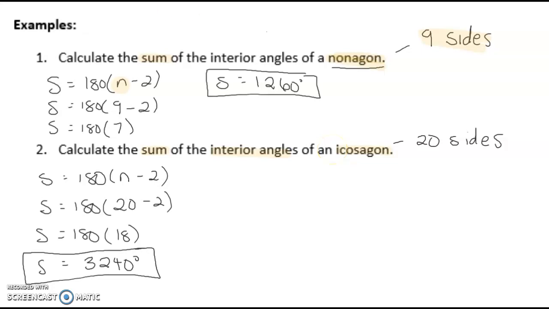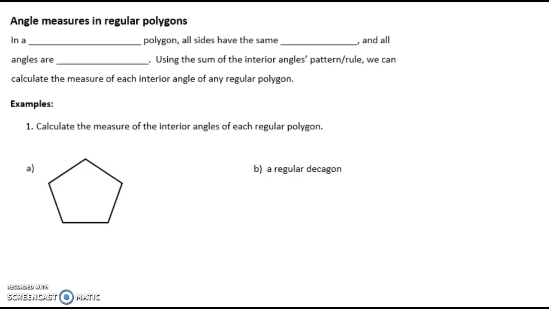So now let's do some more examples. It says angle measures in regular polygons. So in a regular polygon, all sides have the same length and all angles are equal. Using the sum of the interior angles pattern or rule, we can calculate the measure of each interior angle of any regular polygon. Okay, so if we look at the first one, it says calculate the measure of the interior angles of each regular polygon.